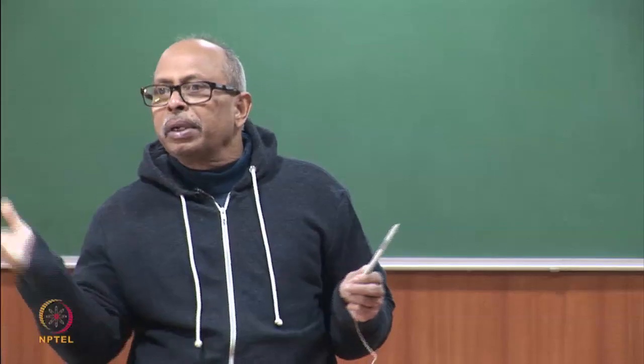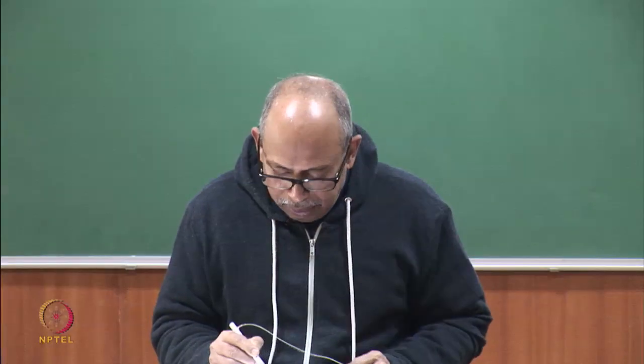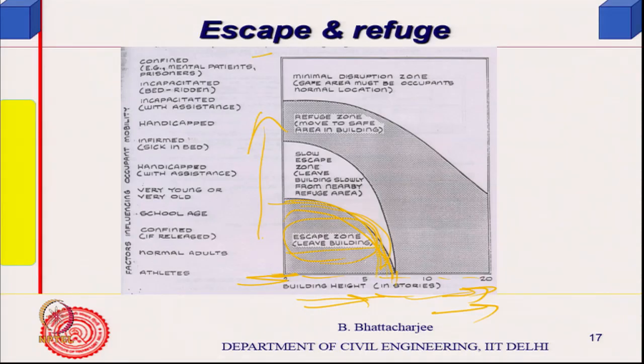In a single-story building, you see a fire, you will straight away run away, and athletes will run away even up to a 4-5-story building. Now you see the normal adults, they can run away up to a 5-story building maybe. Confined people, meaning jail, they are confined, but if released they can run away, right. School age people up to 2-story, they can go away. These people can possibly go up to 3-story. So this is the escape zone.